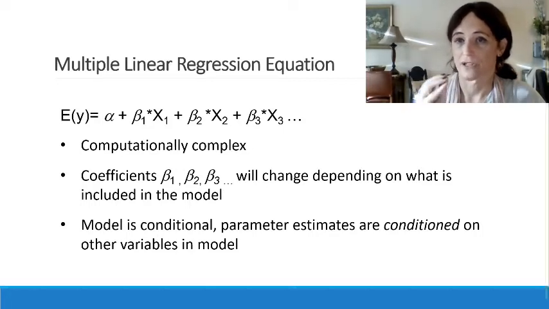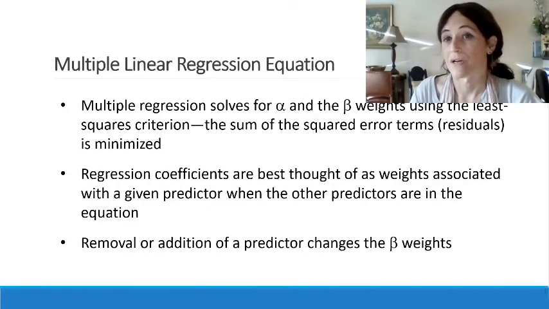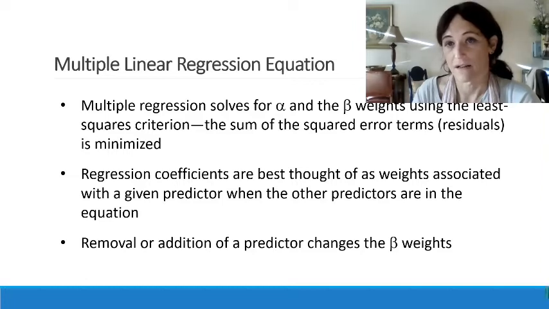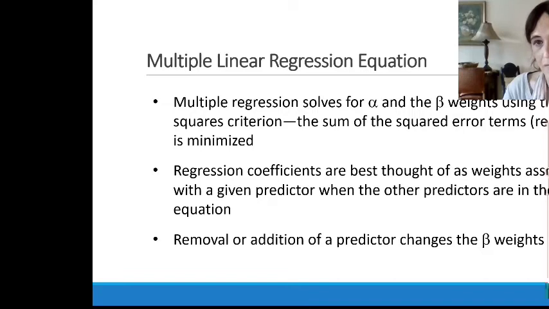And keep in mind that our interpretation is going to change ever so slightly as we add variables to the model. That's why we probably want to start with a simple linear regression model, get what we call our crude estimate, and then we resolve to a final model, which will be our adjusted estimate. But again, those coefficients will be conditioned on the presence of other variables. As was the case with simple linear regression, multiple linear regression is going to solve for our intercept alpha and our beta weights or our beta coefficients using the least squares criterion.